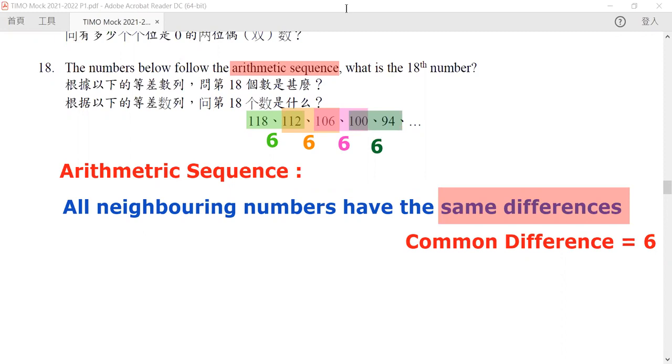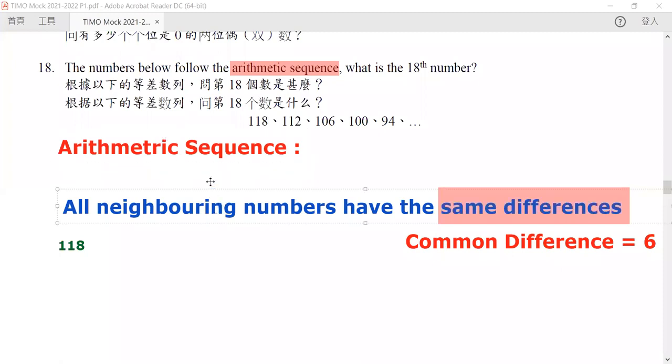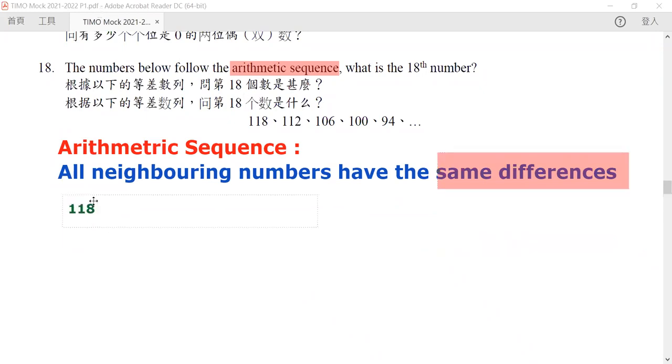So in the following sense, you can see that for all the numbers after the first number, we keep on subtracting 6 from our series. Our first number is 118. This is our first number. Okay, maybe I just move this a little bit higher. Disregarding this, now let's proceed to find our answer.